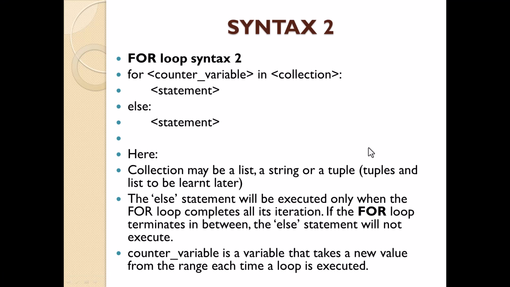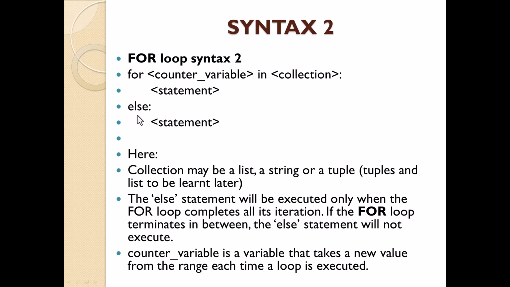So we are done with the first syntax. We are looking at the second syntax of the for loop. Now this syntax involves the else statement. So we can have for counter variable in the collection, then we have a statement, then we can have an else statement that follows it. Now here, the collection may be a list. It can be a string or a tuple. We'll be looking at tuples and lists too. And then the else statement will be executed only when the for loop completes all its iterations.